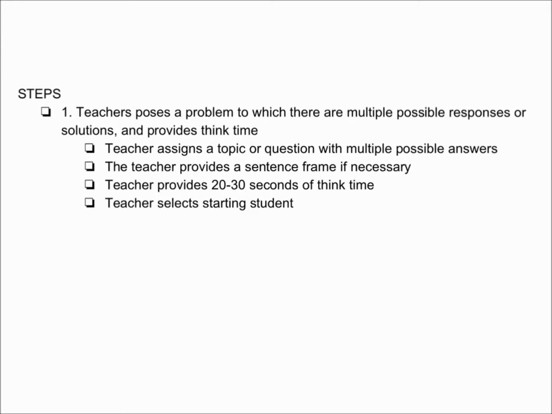The first one is the teacher poses a problem to which there are multiple possible responses or solutions and provides think time. There will not always be a sentence frame, but if there is a sentence frame, give the sentence frame to the students before think time. Allow 20 to 30 seconds of think time. Studies show that beyond that, students are no longer thinking about the topic, and then the teacher needs to select which student out of the four will be going first.